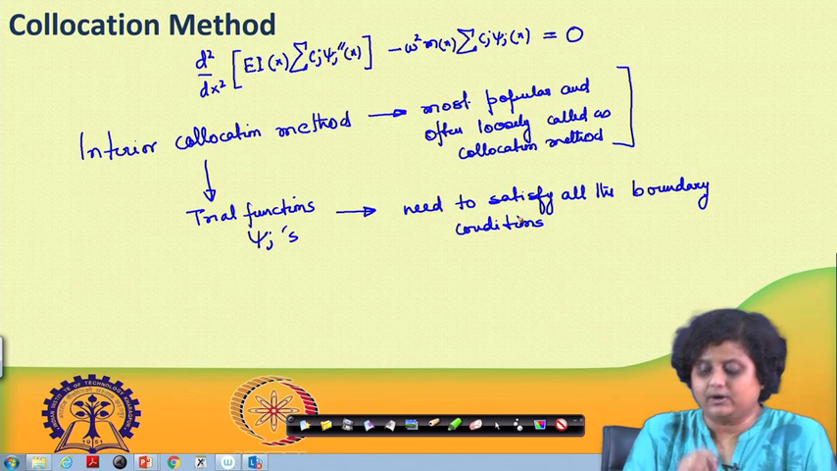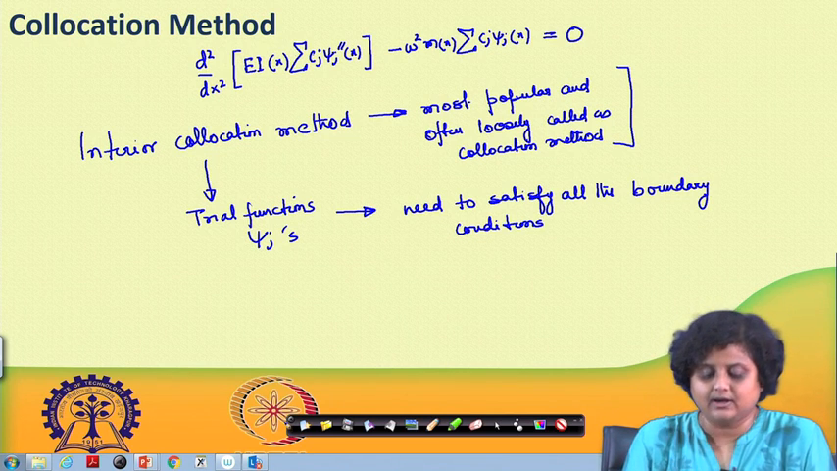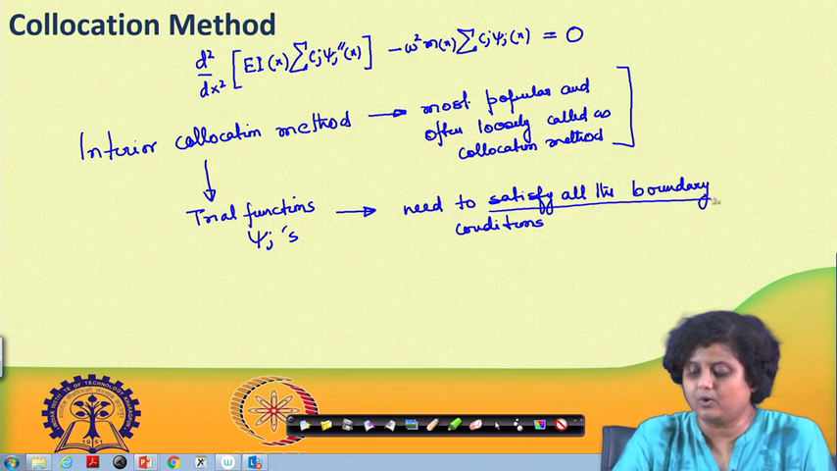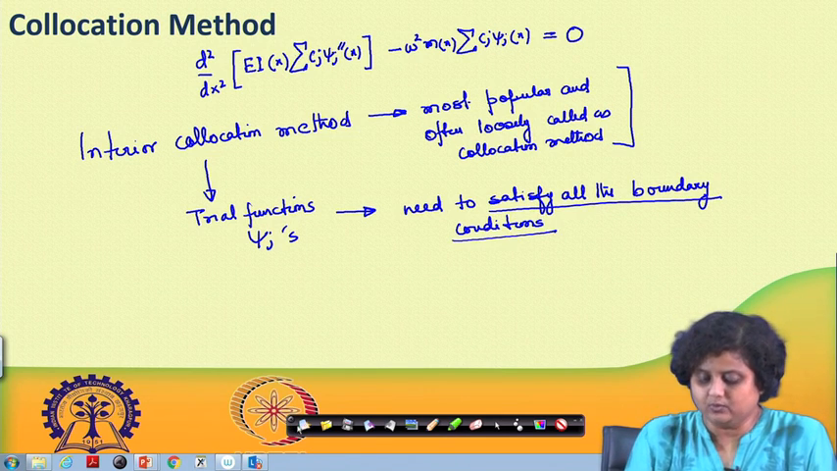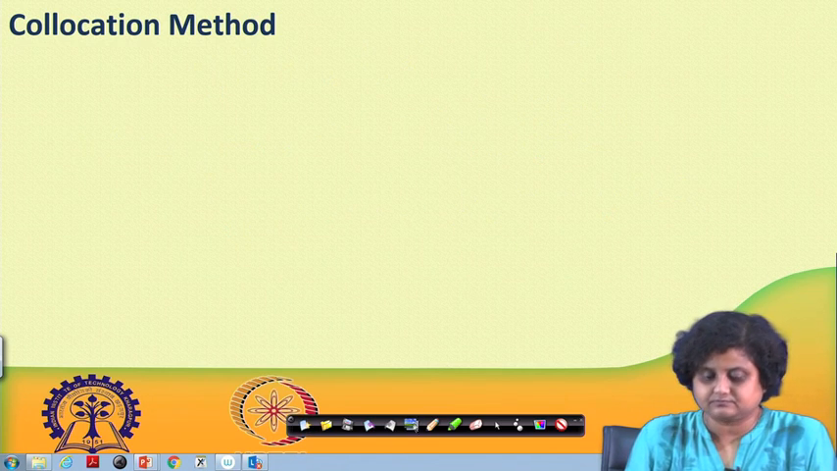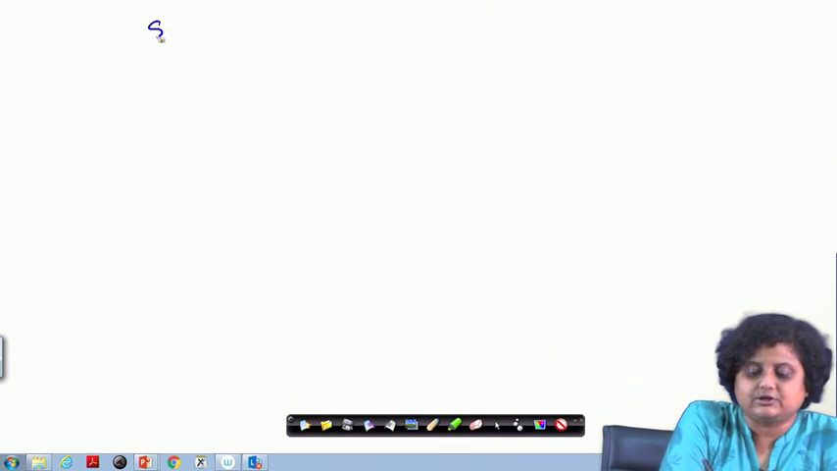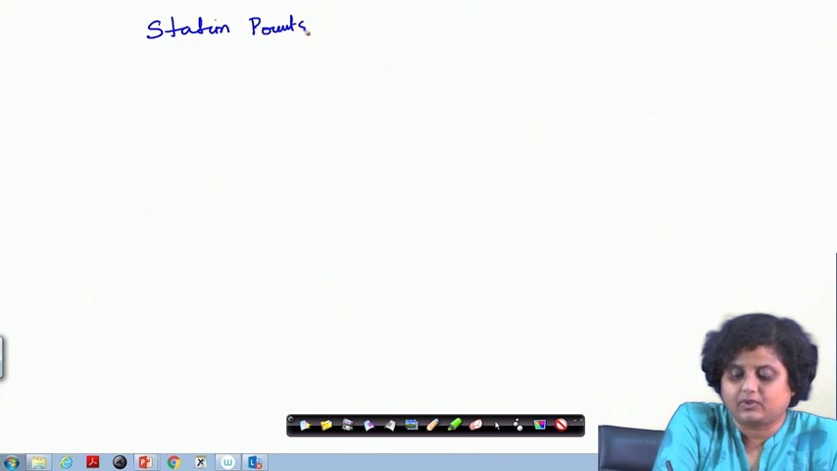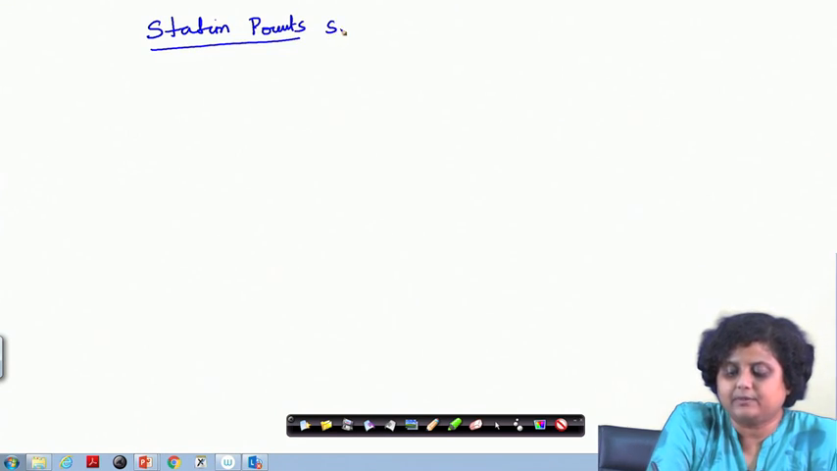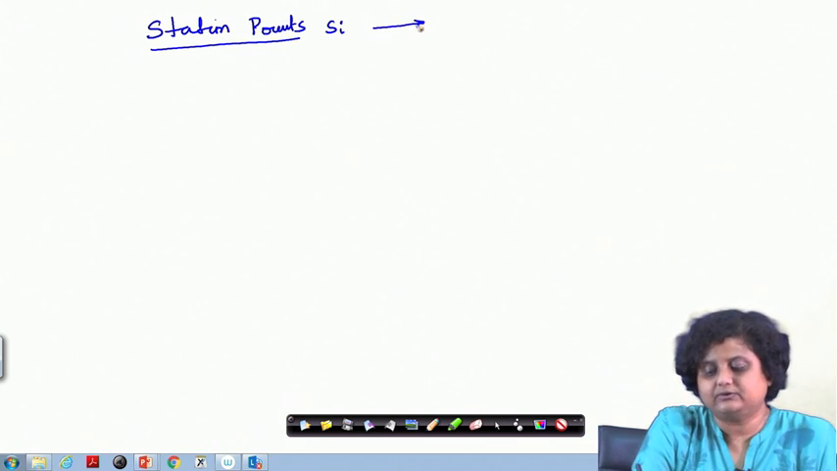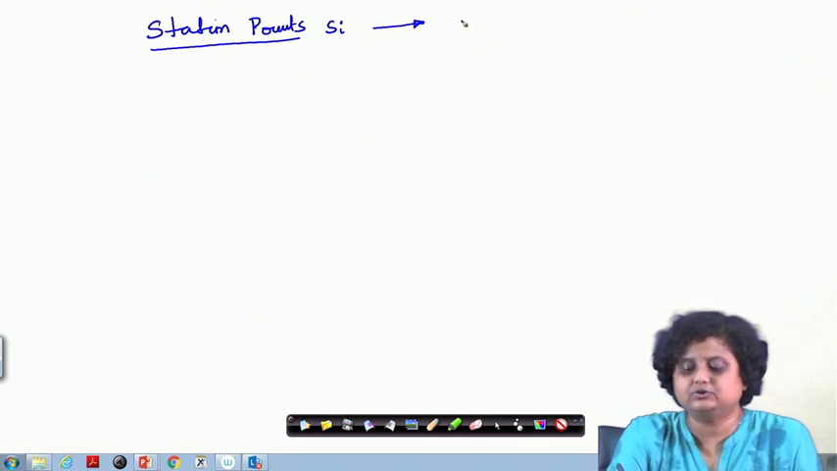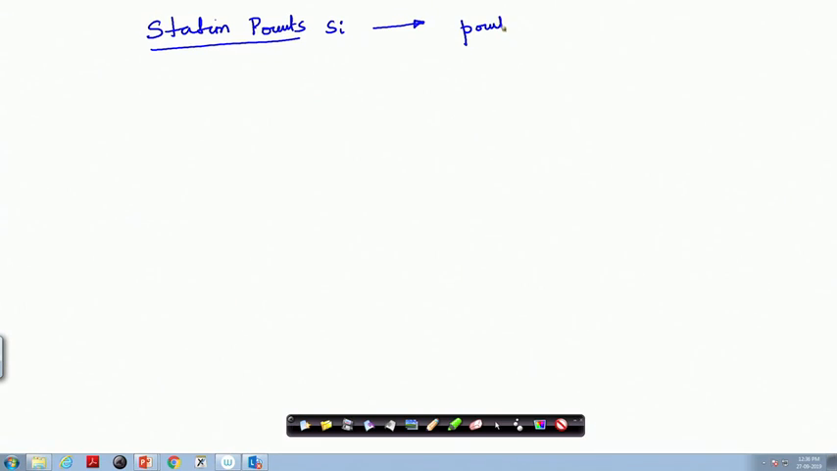Okay. So, now what happens? Once we choose trial functions which satisfy all the boundary conditions, what we do now is we choose station points. Now, what are the station points? Let me call them s_i. Station points are just points on the bar or beam.